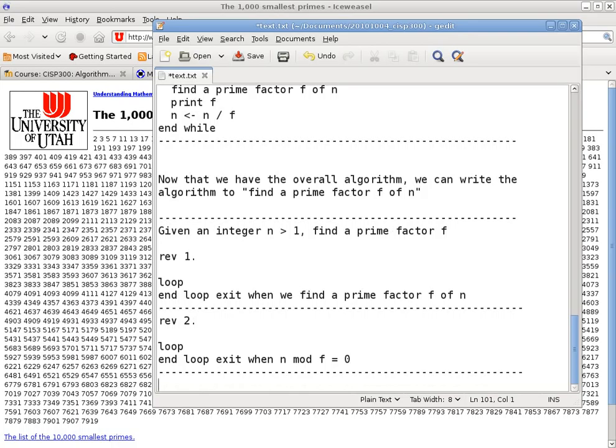The mod operator is kind of like a division operator, except we don't pay any attention to the quotient. This gives you the remainder of the division. So when you say n mod f, the result is the remainder of n divided by f instead of the usual quotient of the division. Okay. And mod stands for modulus.